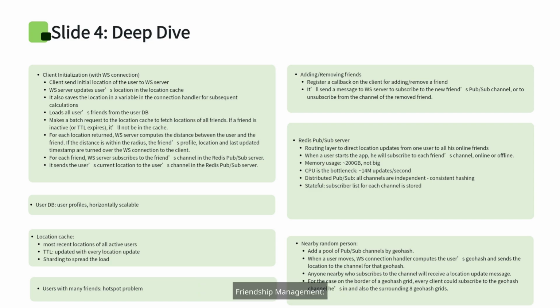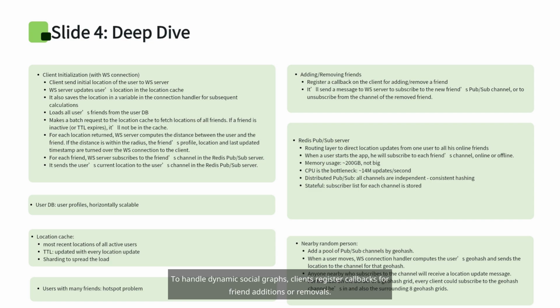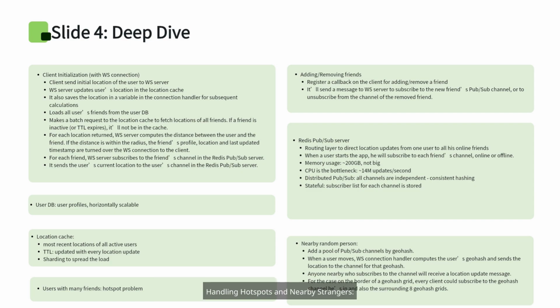Friendship management. To handle dynamic social graphs, clients register callbacks for friend additions or removals. These trigger updates on the WebSocket server to either subscribe or unsubscribe from relevant pub/sub channels. Handling hotspots and nearby strangers. Users with many friends, celebrities, or influencers can become hotspots. To manage this, we ensure consistent hashing distributes channel load evenly.